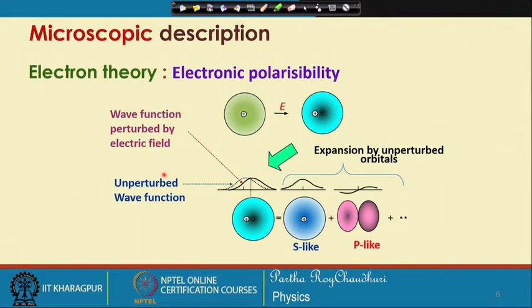See that when it is unperturbed, then you have this wave function, and when it is perturbed, in presence of this there has been a shift, there has been a small dipole which will be the superposition of this S like and P like orbitals. So, this is expansion of the unperturbed orbitals.